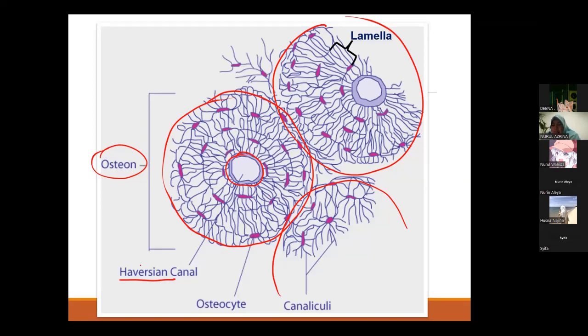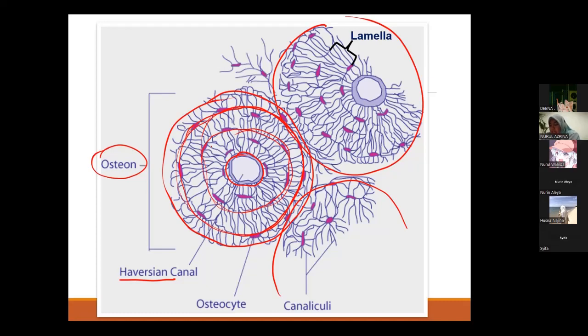Mana lamella, madam? Nampak tak? Kalau you tengok secara rapi, you can see, nampak tak? It forms sort of like a ring over here. Okay, so this is one lamella, this is another lamella, alright? So that is what we call as lamella. Alright, okay, next.